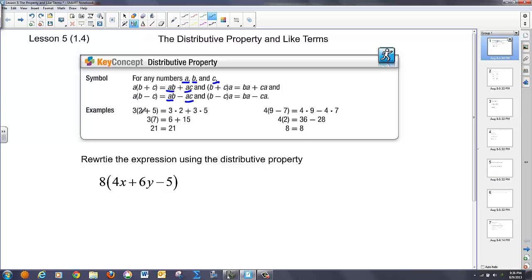We have 3 times the quantity of 2 plus 5. I distribute the 3 to each, and you'll notice the output 3 times 2 plus 3 times 5, etc. So if I want to rewrite this expression using the distributive property, I distribute 8 to each term, and in this case I actually have 4 numbers, which is fine. You can use any number of numbers within the expression. I get 32x, 48y, and 40.